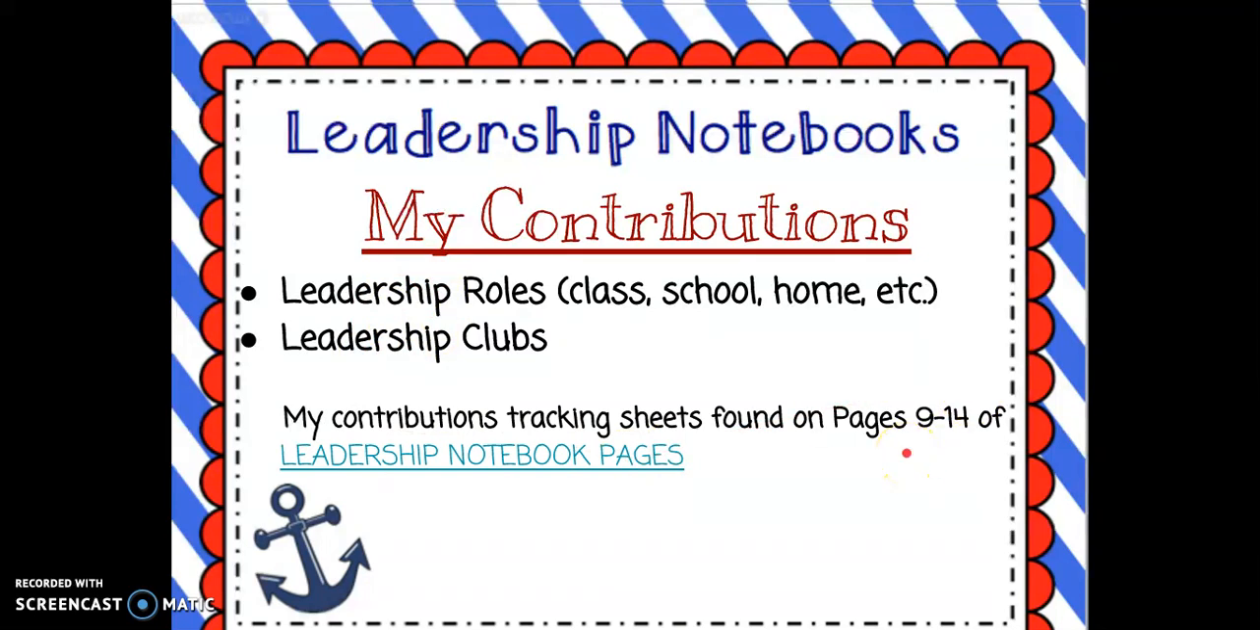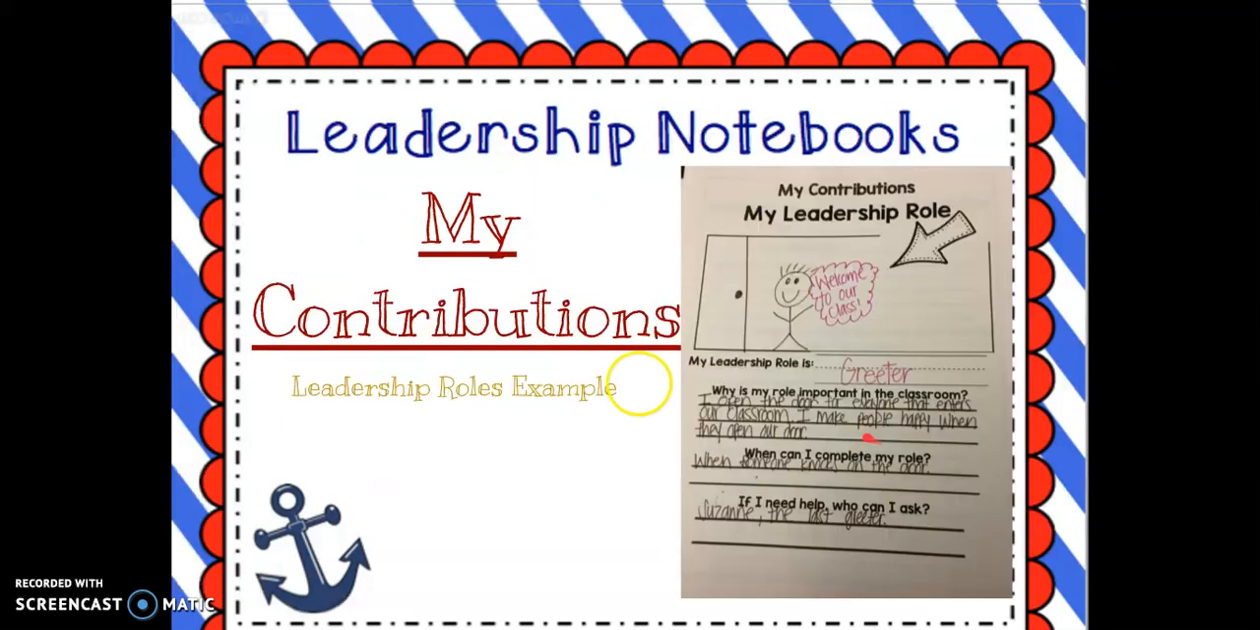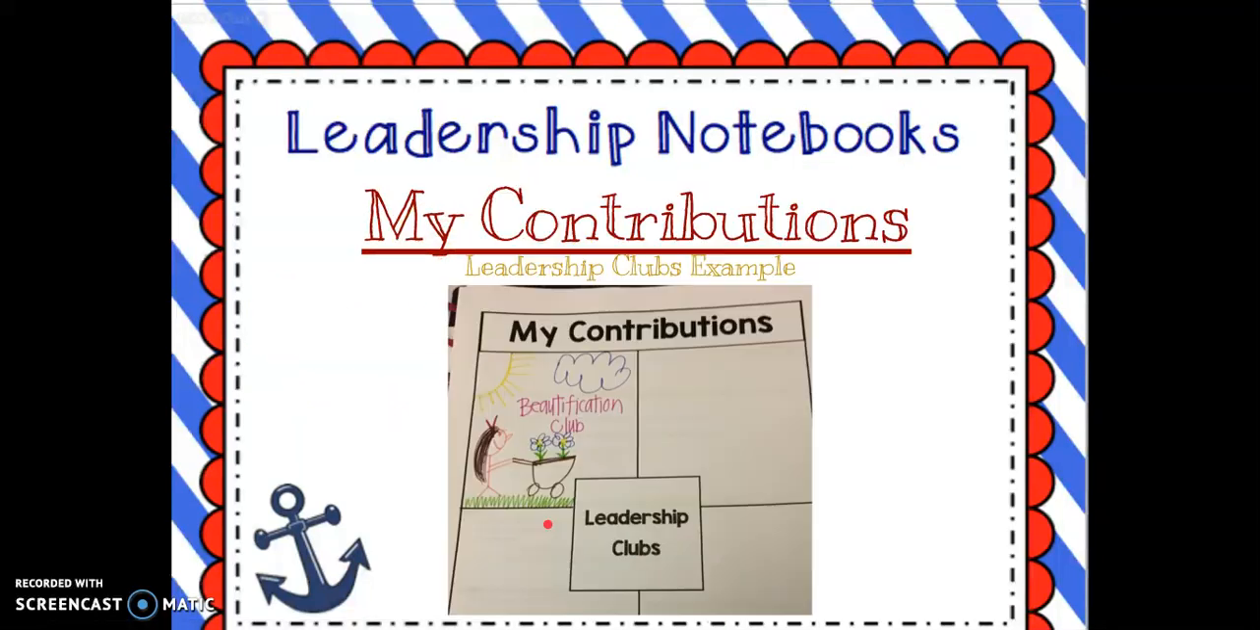So I have two examples for you. So My Contributions, this is one of the leadership roles examples. There is one a little simpler than this for maybe K1. And then there are also ones that have more reflection pieces for 3-5. So this friend is the greeter, and they wrote about why the role was important in the classroom, when they can complete their role, and if they need help, who can they ask. So that leadership role page will live in the My Contributions tab.